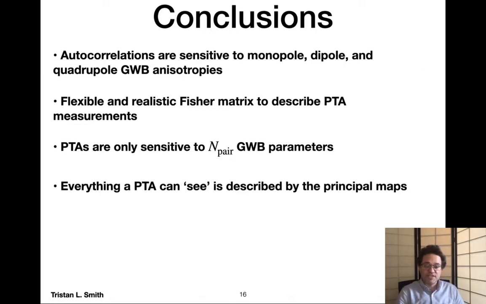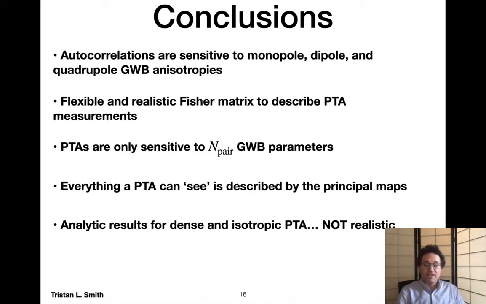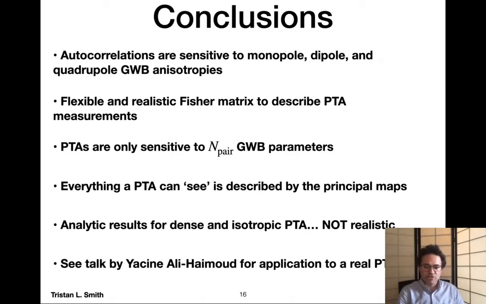Everything that a PTA can see is described by the principal maps. So we can use that as a complete basis on the space of gravitational wave background maps that are observable by a given PTA. We have analytic results for a dense and isotropic PTA, which just gives us confidence that our numerical results are working out properly, but in no way is this limit related to anything realistic. And in order to see the application of our formalism to a realistic PTA, go watch Yassine Ali Hamoud's talk, and you'll see a lot of really interesting additional conclusions that we can reach when we apply this formalism to a realistic PTA.